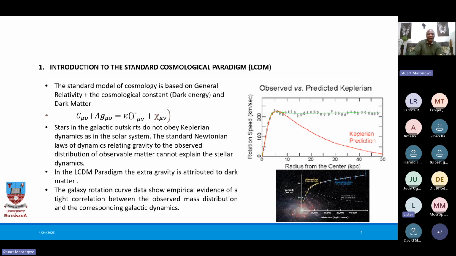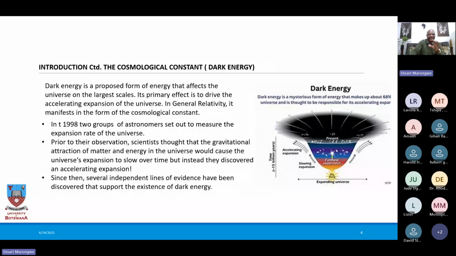So far I'm saying our model of cosmology includes dark energy. So what would be dark energy? Dark energy is a proposed form of energy that affects the universe at large scales. So how was dark energy discovered?